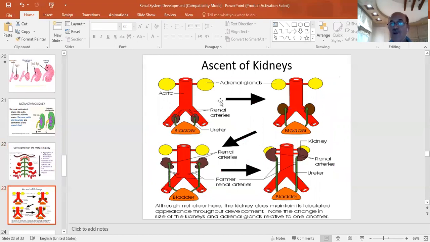Now, during the development, as the body grows, the kidney, as I said, it develops in the abdomen, and along with that, we have the development of the lower portion of the gut or the gastrointestinal system, as I said before, the rectum and the anal canal. So it will ascend. If the kidney does not ascend and remain down there, it will be termed as a pelvic kidney. And this is one of the congenital deformities.